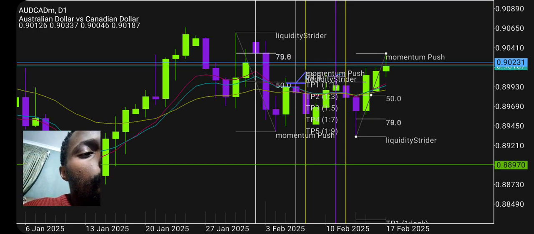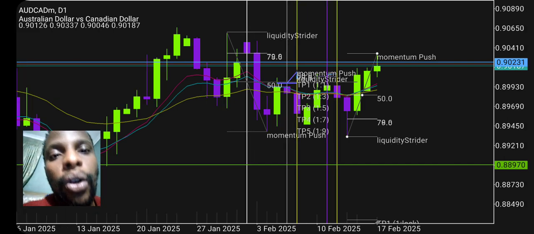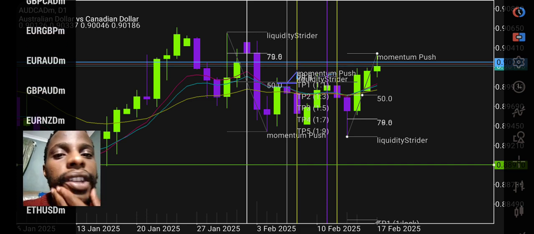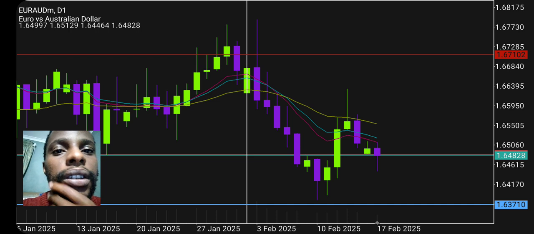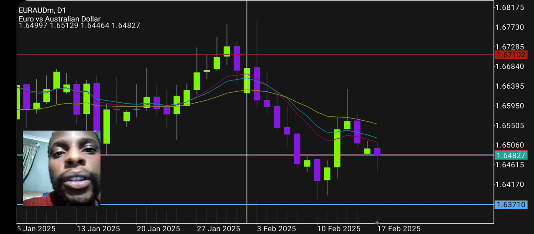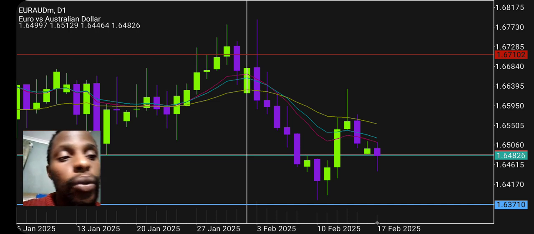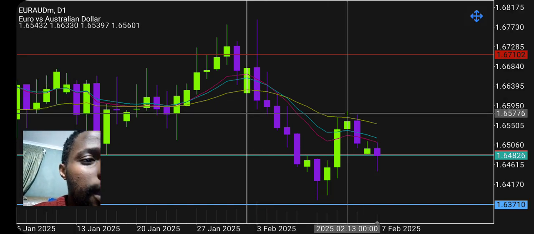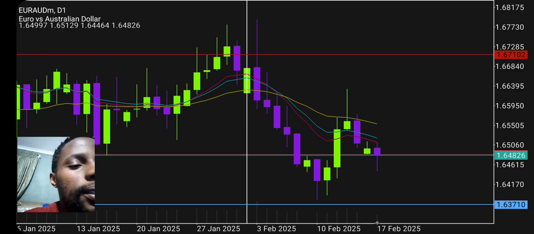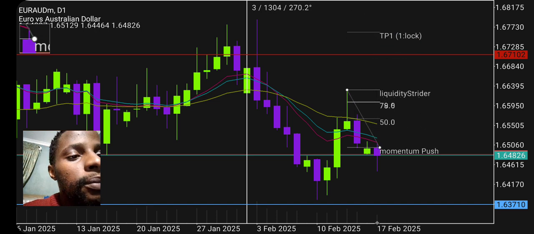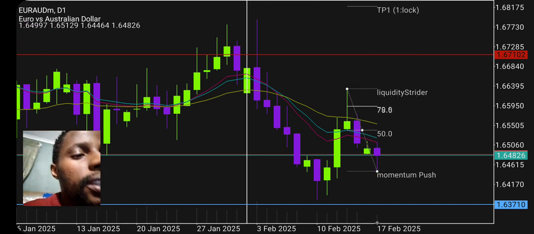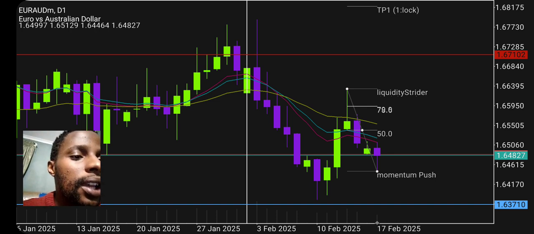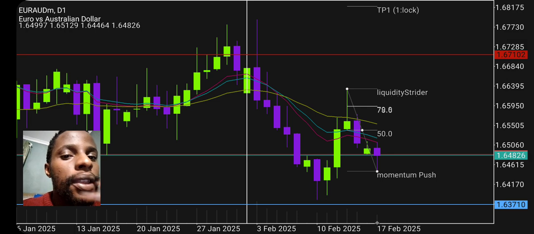I don't know. We'll see from tomorrow after the news release. So for now, yes, I am fully bullish on the Australian dollar. After that, I just want to go down to the euro versus Australian dollar. Same setup over here. I have a Thursday's high and a Monday low, and a momentum push directing to the Australian dollar. So the Australian dollar, guys, is kind of in strength with the Japanese yen.